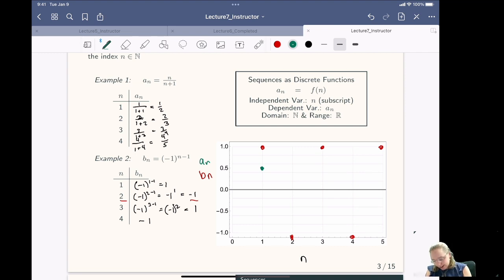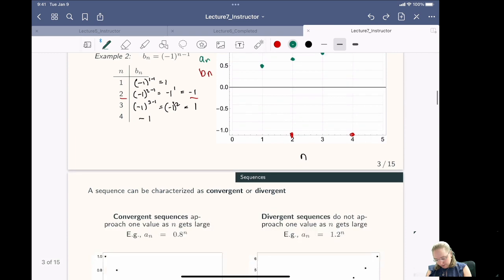If we plug in 2, we get 2/3. That's 0.66666, so it's going to be somewhere around there. If we plug in 3, we get 3/4, which is 0.75, which is this point right here. If we plug in 4, we get 4/5, which is this point right there. And then this point right here. So we're getting closer and closer and closer to 1, but we never quite get there. All right, so those are our two sequences here.